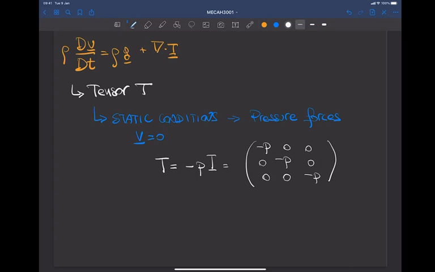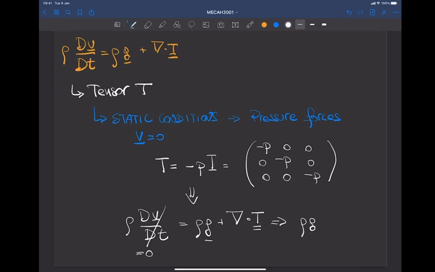And if you look back at the Cauchy equation under these conditions, you in fact get the following. So let's write everything. You will get rho dv over dt, which is 0 because it's a fluid at rest, equal to rho g plus divergence of T. And so now this becomes very simply rho g equal to gradient of p, which, if you remember, is Stevin's law.